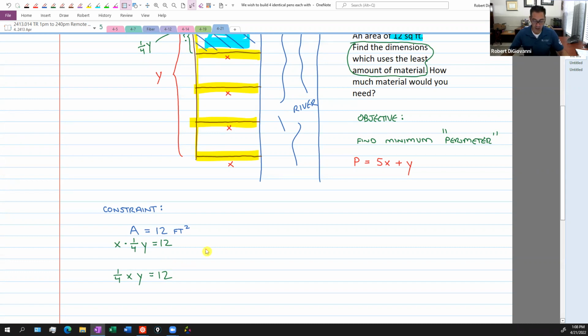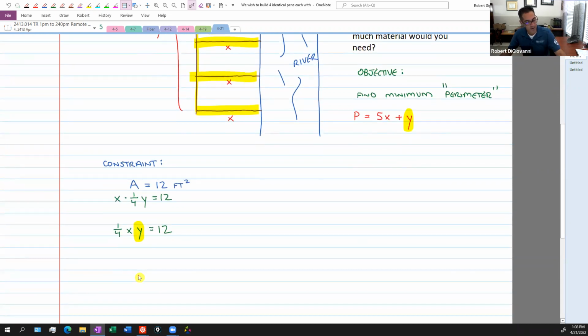Now, once I have this, I see that I have an equation with X and Y in it. I could solve this for X or Y. I'm going to solve for Y, and then I'll replace Y in that equation right there with whatever I get over here. So let me solve for Y. To get Y, I'm going to have to multiply both sides by 4, right? Which would give me 48. But then I have to divide both sides by X as well.